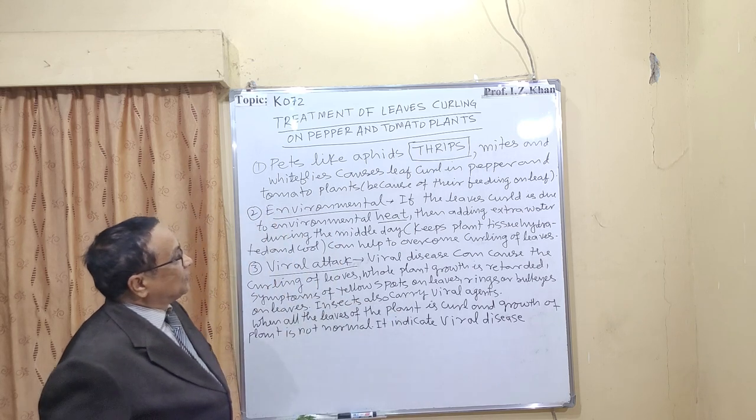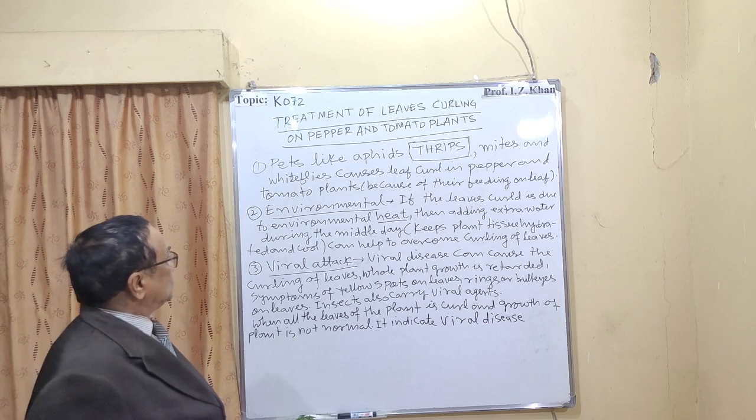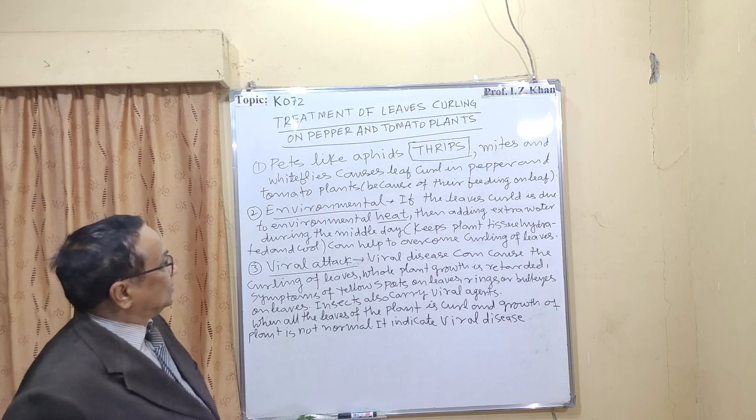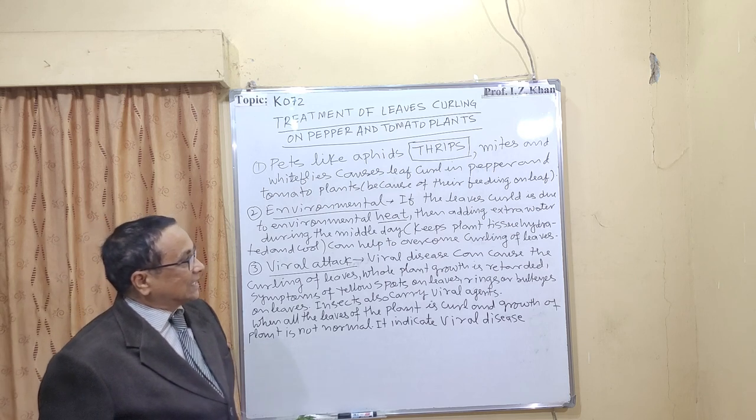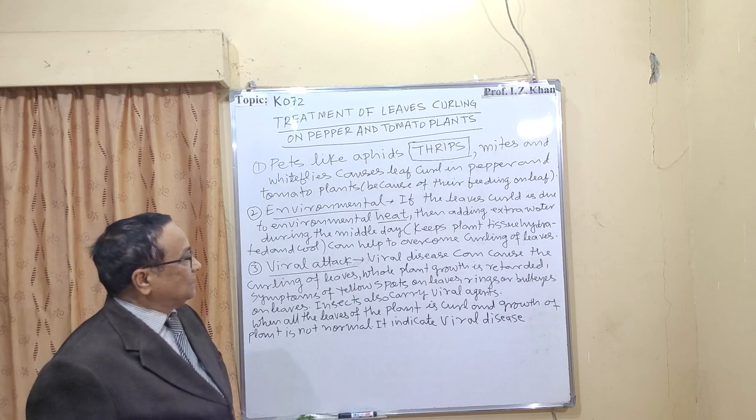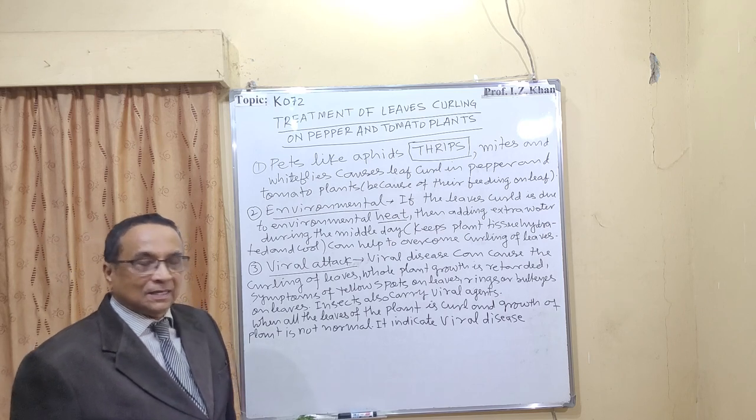So that is environmental factor. If the leaves curl is due to environmental heat, then adding extra water during the middle of the day keeps plant tissue hydrated and cool, which can help to overcome the curling of the leaves.